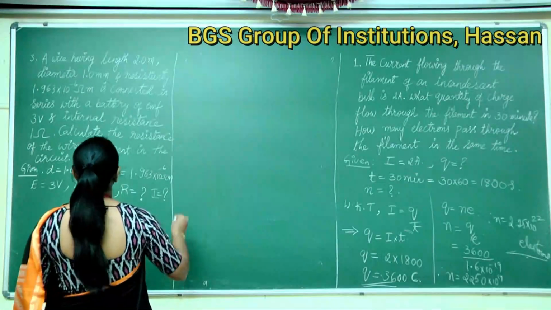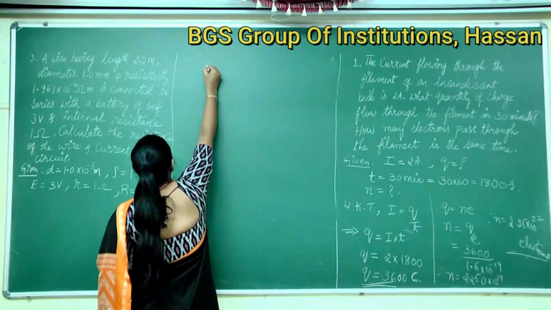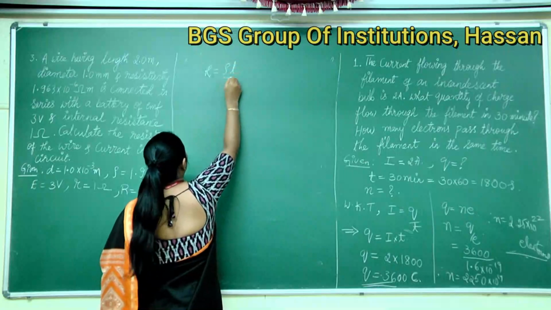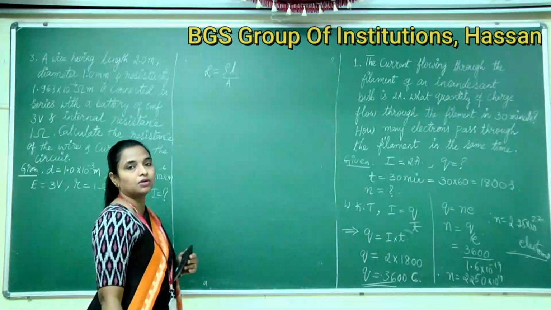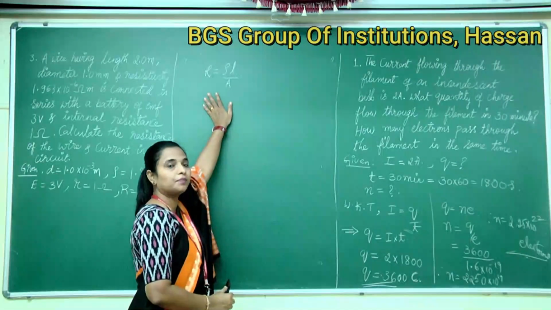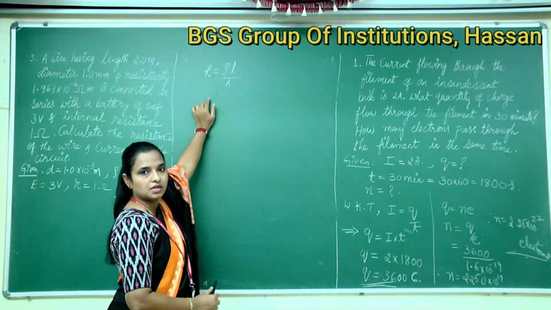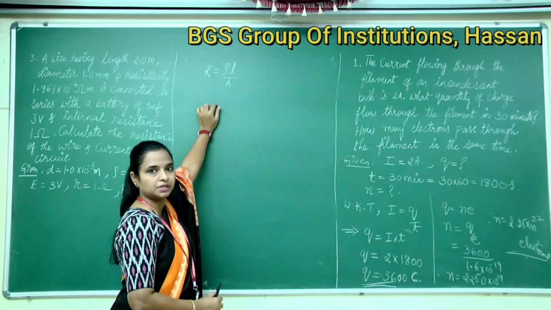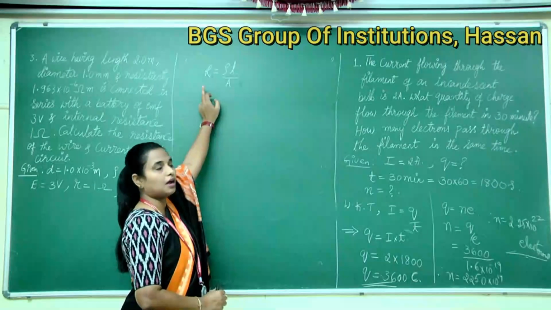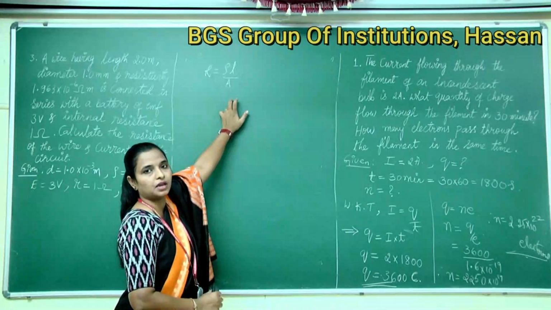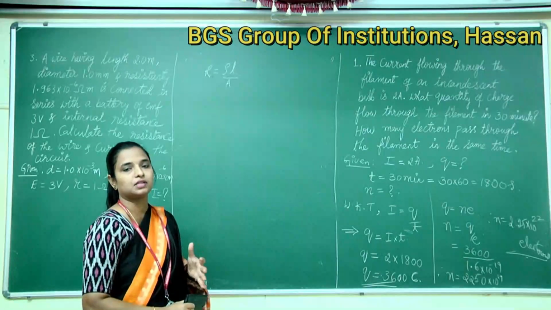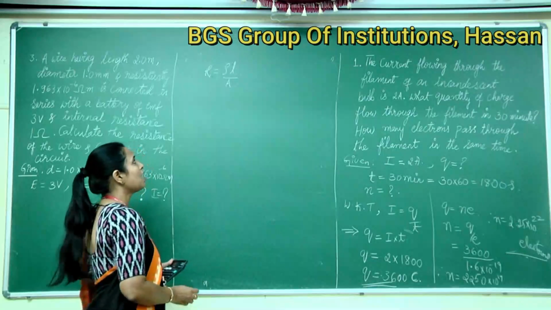So first we'll calculate the resistance R and we have the formula R is equal to rho L by A. So this is the formula according to the dependency of resistance on the dimensions. Resistance is directly proportional to length of the conductor and it is inversely proportional to area of cross section of the conductor. So where rho is the resistivity of the material of the conductor.